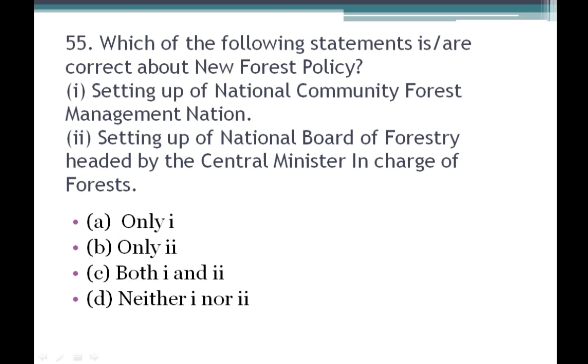Question number 55. Which of the following statements is or are correct about new forest policy? Number 1. Setting up of National Community Forest Management Nation. Number 2. Setting up of National Board of Forestry headed by the Central Ministry in charge of forests. The correct answer is option C, that is both 1 and 2.